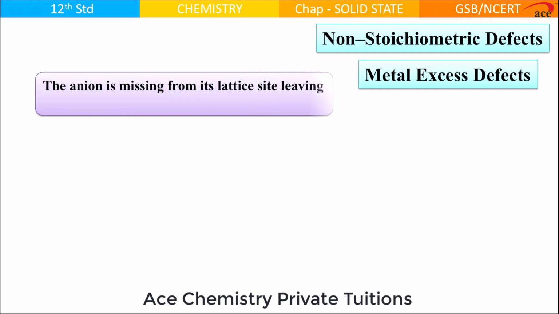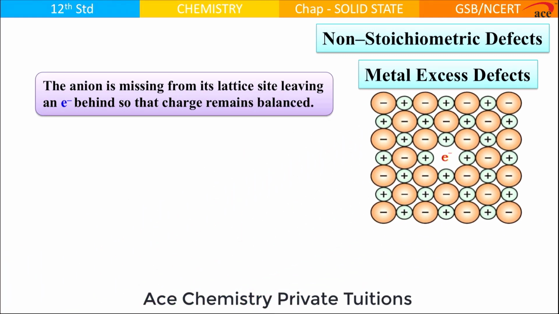non-stoichiometric defects. If an anion is missing from its lattice site, leaving behind the electron, so that the charge remains balanced, then such a type of defect is called a metal excess defect. The anion will be missing from the lattice site, leaving behind the electron, or an electron will occupy the position of an anion. Example is this one.